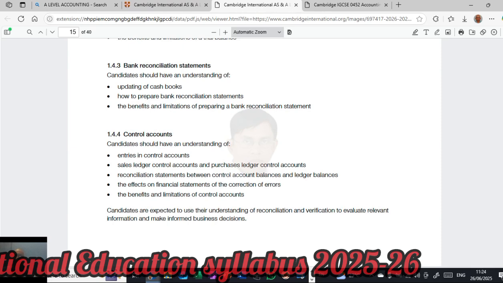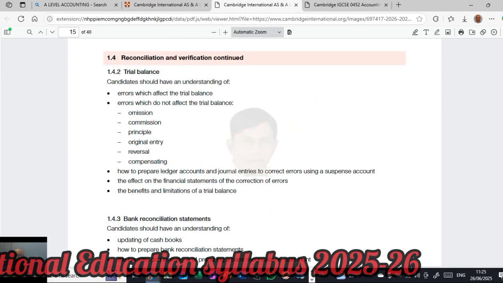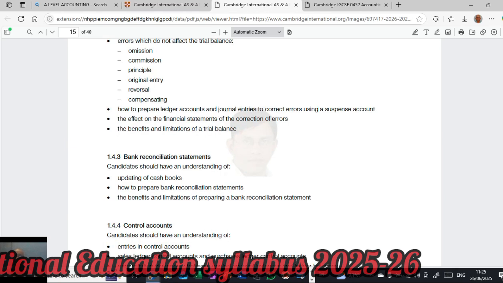So there are three different lessons. One is the trial balance and related to that rectification, the suspense account, all those things. Then the bank reconciliation statement, where you compare the transactions of the business, your bank passbook, with the cash book. So you will learn what is parallel.